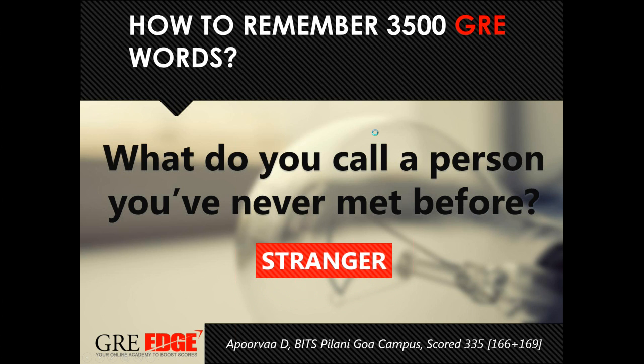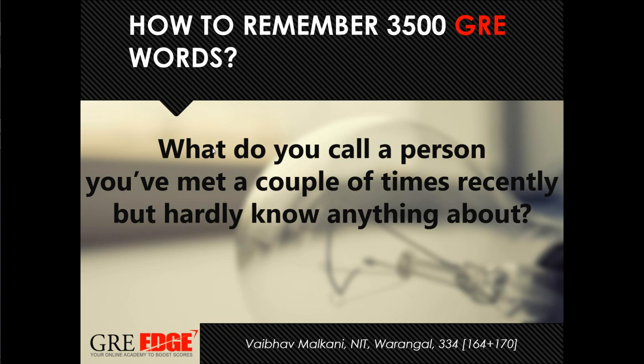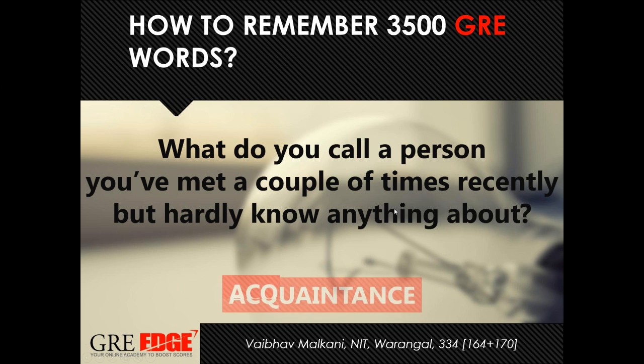One more question. What do you call a person you met a couple of times recently but hardly know anything about? Acquaintance. Divya says acquaintance. Familiar person, says Pratik. Kushal says acquaintance. Narendra says acquaintance. Rashmi says I don't know. That's all right. We call that person an acquaintance.